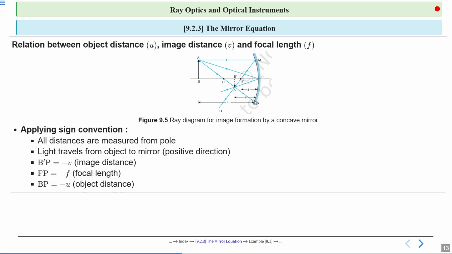And focal length of concave mirror is negative, and image is formed in front of the mirror, so it is also negative. Now put B dash P equal to minus v, FP equal to minus f, and BP equal to minus u in equation 9.6.